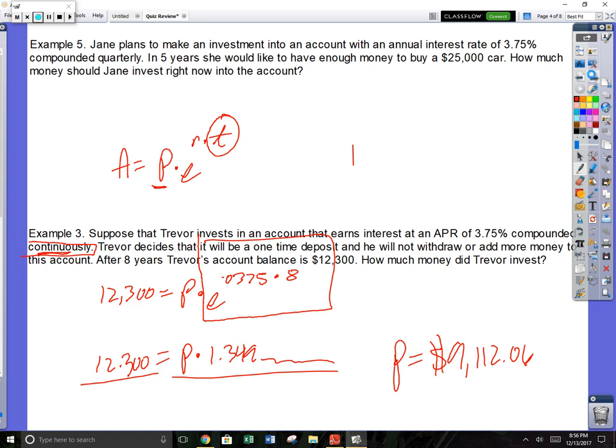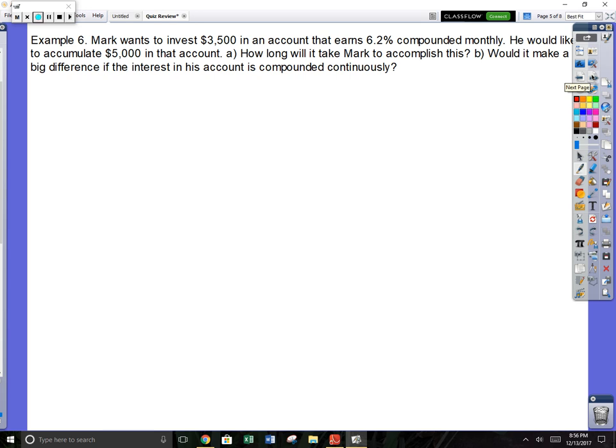Okay, now let's look at one where we're probably going to have to find a log. Mark wants to invest $3,500 in an account, 6.2 APR, compounding monthly. He wants to build it to 5 grand. He's putting in 3,500, so he wants 1,500 bucks. So how long is it going to take for this to happen?